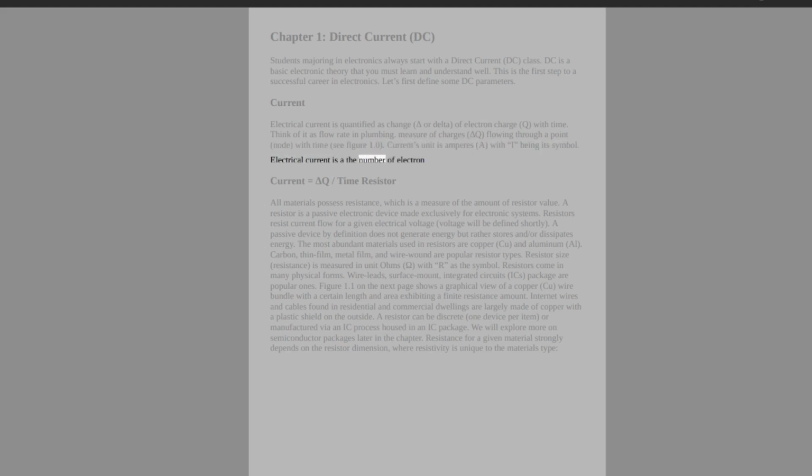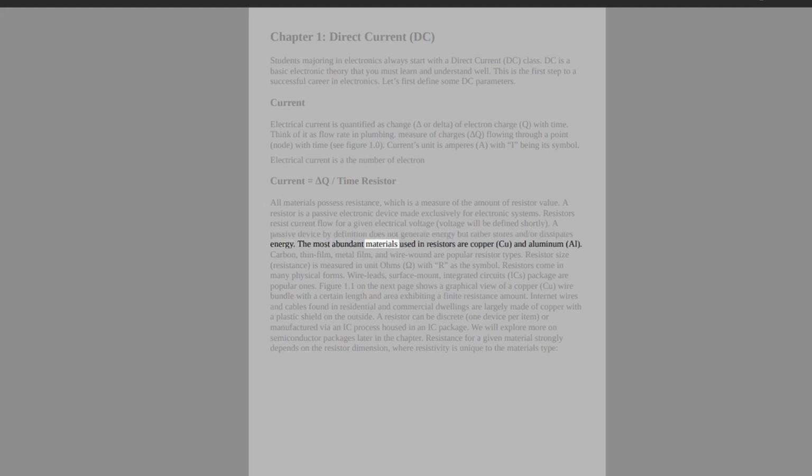Electrical current is of the number of electrons. Current equals increment Q/time. Resistor. All materials possess resistance, which is a measure of the amount of resistor value. A resistor is a passive electronic device made exclusively for electronic systems. Resistors resist current flow for a given electrical voltage. Voltage will be defined shortly. A passive device by definition does not generate energy but rather stores and/or dissipates energy.